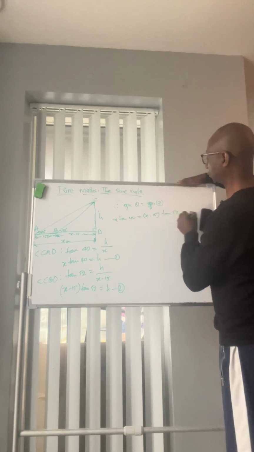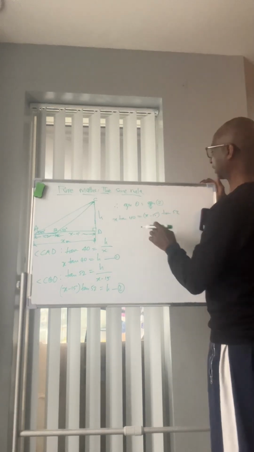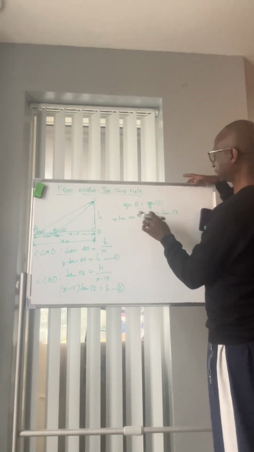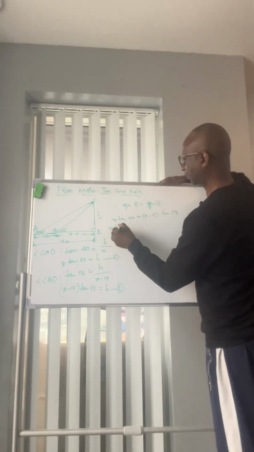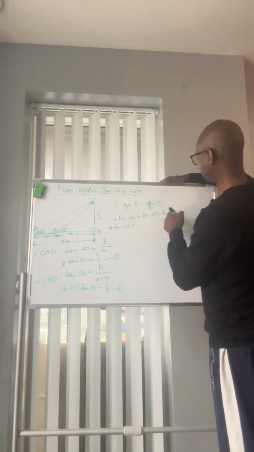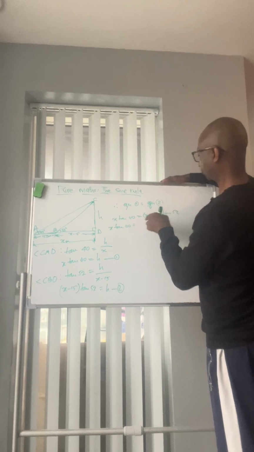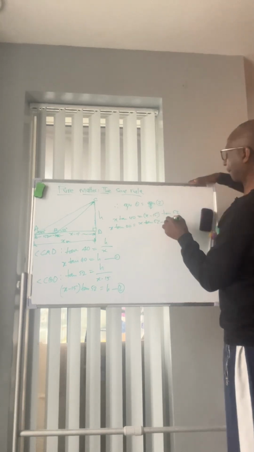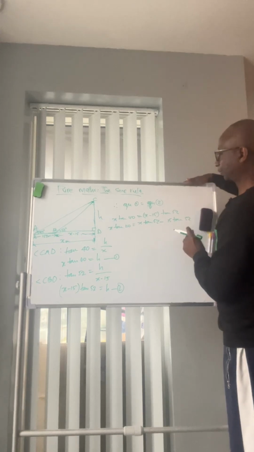So therefore, we have x tan 40 equals x minus 15 tan 52. So let's expand and collect like terms. What you can see now here is we only have one unknown, which means you can find the value of x. So x tan 40 equals, distribute, x tan 52 minus 15 tan 52.